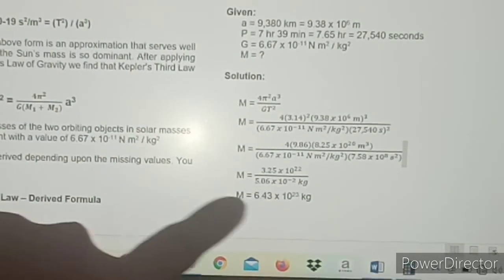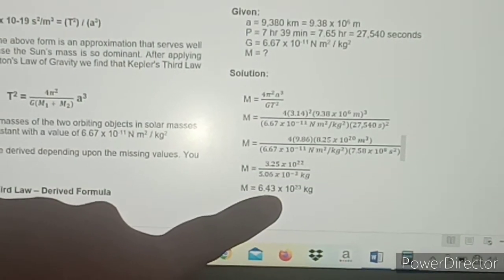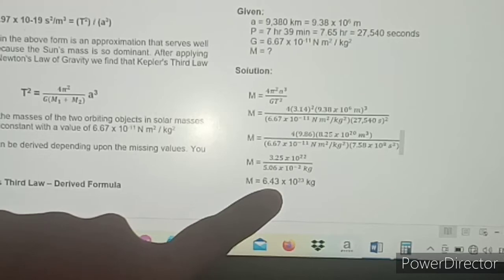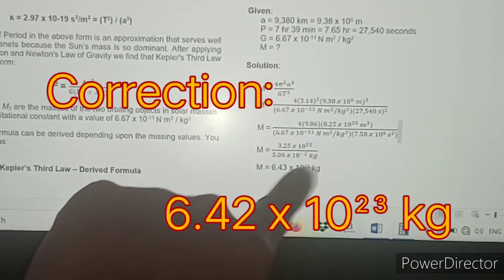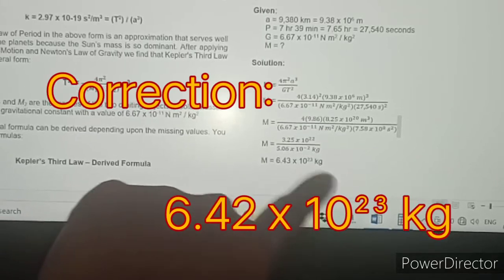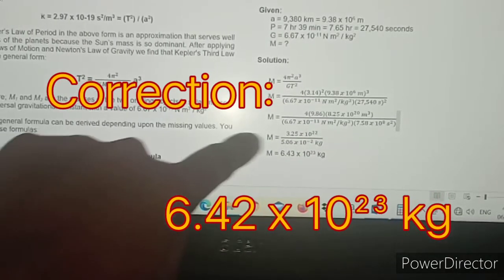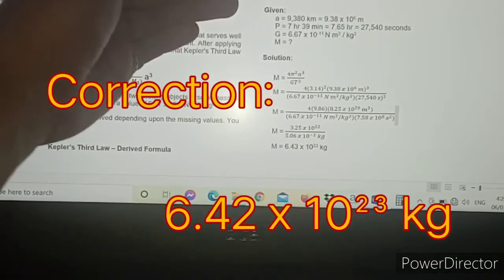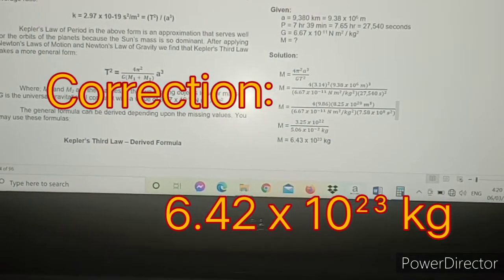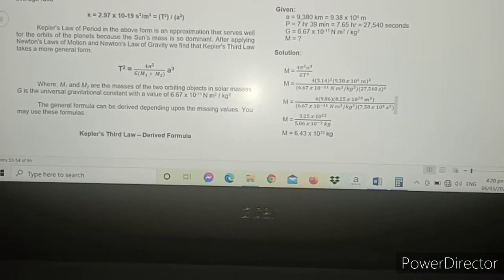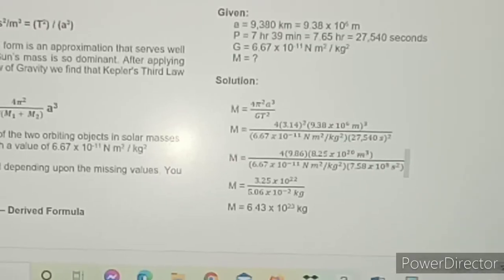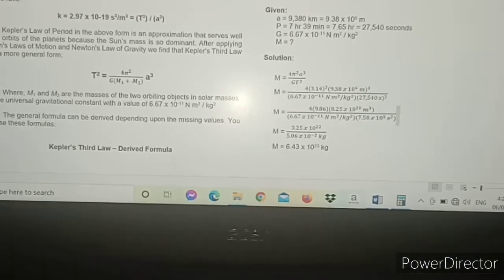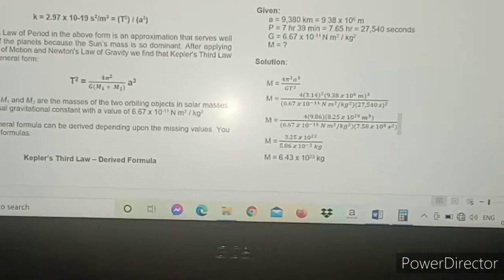So, clarification po, pakibago na lamang na nasa pamphlet natin. Dapat po is 6.42 times 10 raised to 23 kilograms. So, ito na yung ating mass nung Phobos. Phobos is a satellite of Mars. So, there you have it. We got the mass of Phobos, or the missing value.